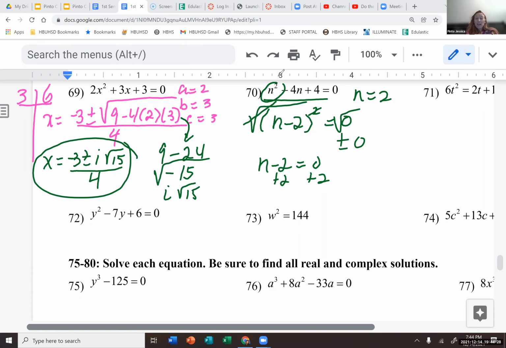There have to be 2 answers. So multiplicity of 2. So this just means that the vertex would be at 2 if I was to graph this function.